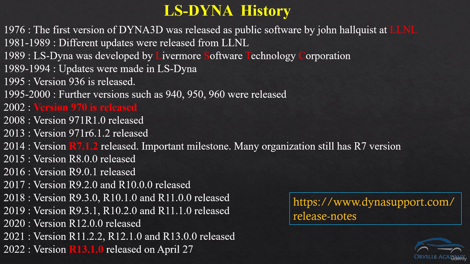So this was again an important milestone and many organizations still use the R7 version. The latest version of LS Dyna is R13.1.0 which was released in 2022. Of course, as the years come, there will be new improvements and new versions of LS Dyna. So I hope you got the overall idea about the evolution of LS Dyna.